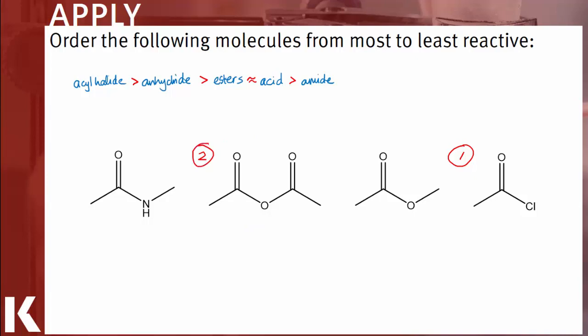The third most reactive would be any esters or acids, and methyl ethanoate is an ester, so this is number 3. Finally, the remaining molecule is ethanamide. Remember that amides are the least reactive of all carboxylic acid derivatives, so this would be last.